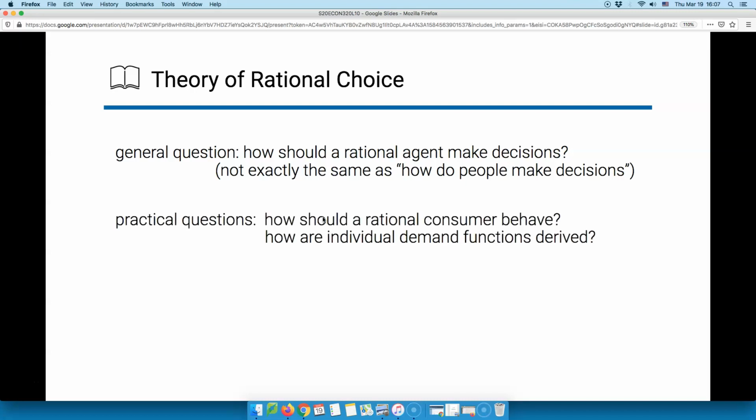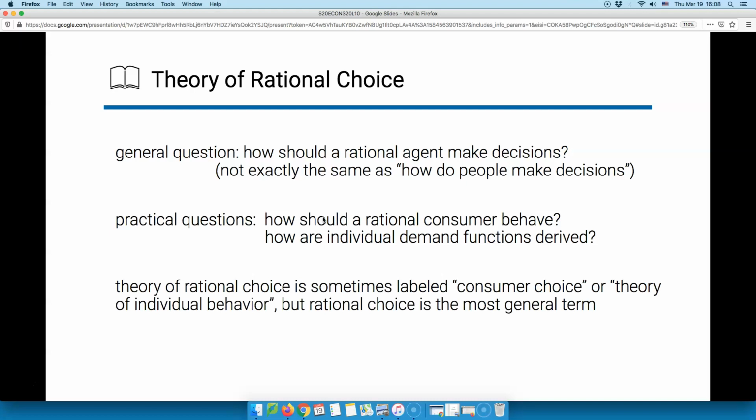So the practical questions that we will look at in the next two lectures are what is rational consumer choice and how are individual demand functions derived? And so today we'll just lay the foundation for these practical questions. And before we move on, a note on notation: the theory of rational choice is the most general term, and consumer choice or theory of individual behavior are just the applications that focus on consumer decisions rather than decision making in general.